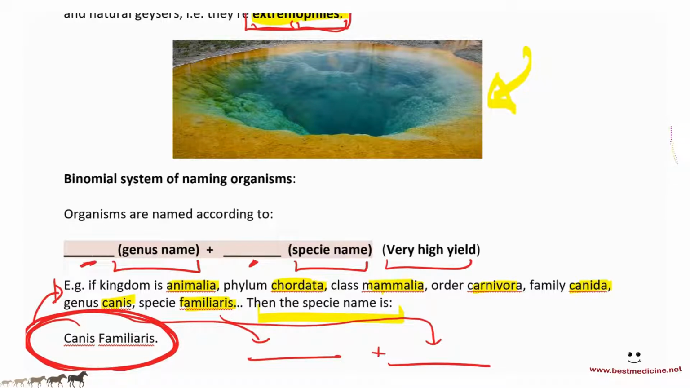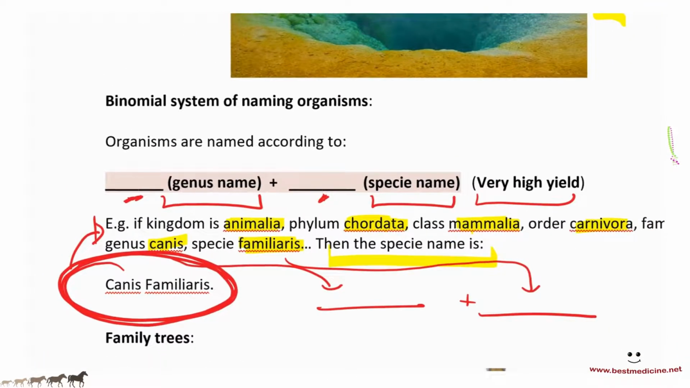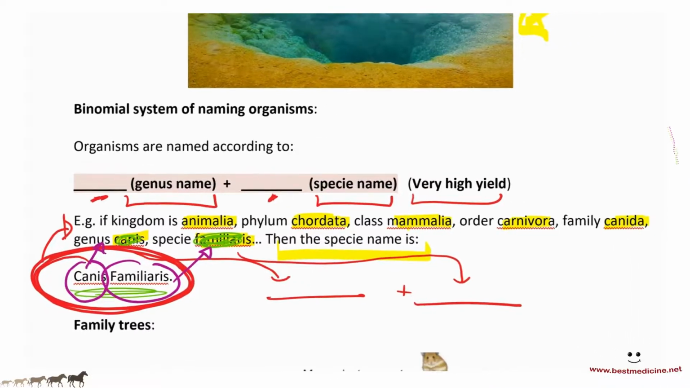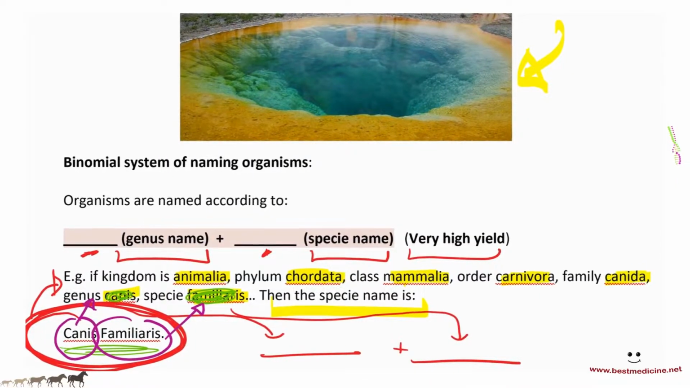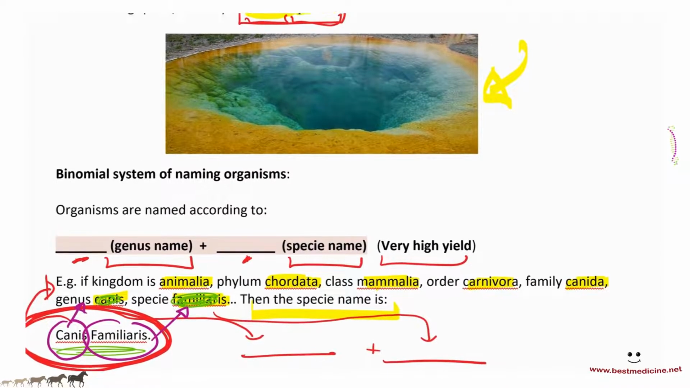They can also give you this particular name and ask you what is the genus or what is the species. They might not tell you which is the genus and which is the species, and they just give you this name. In that case, all you have to do is say Canis is the genus and familiaris is the species, if this is the scientific name, the binomial name, of this particular organism.